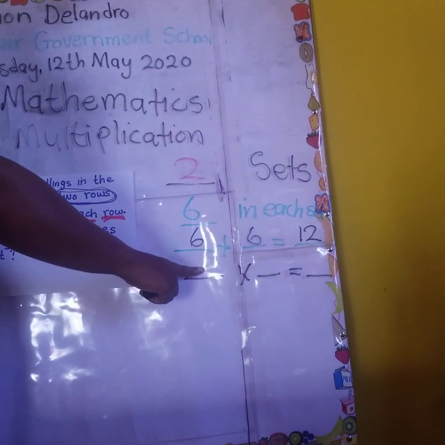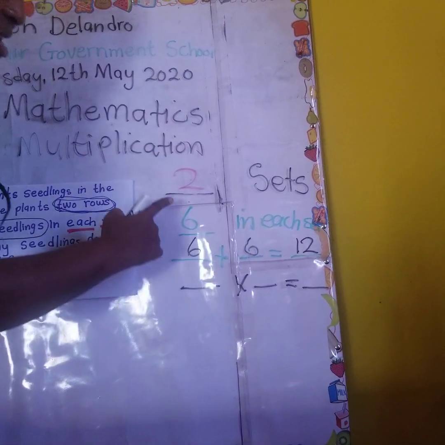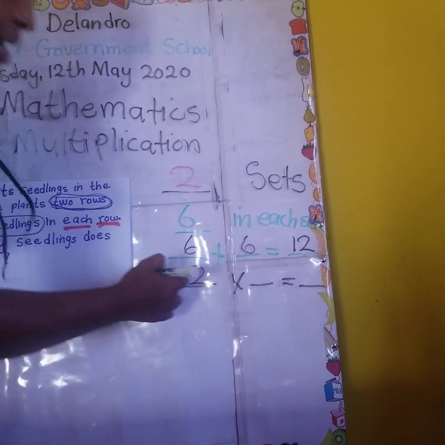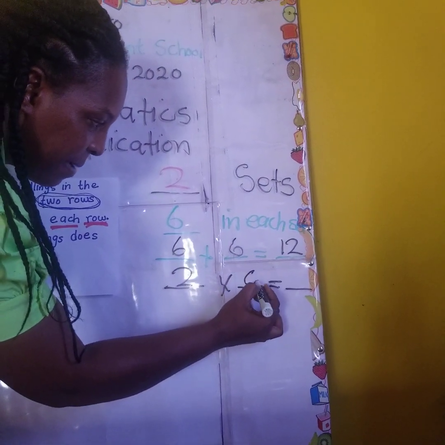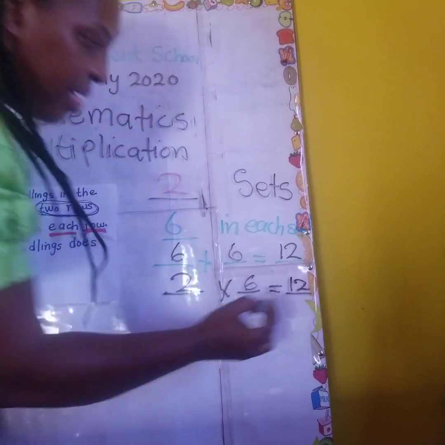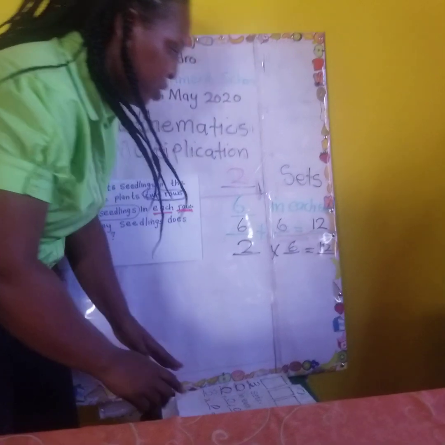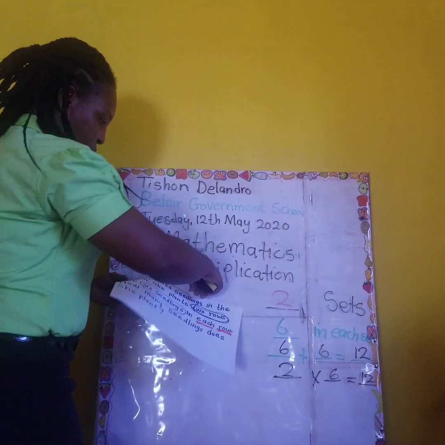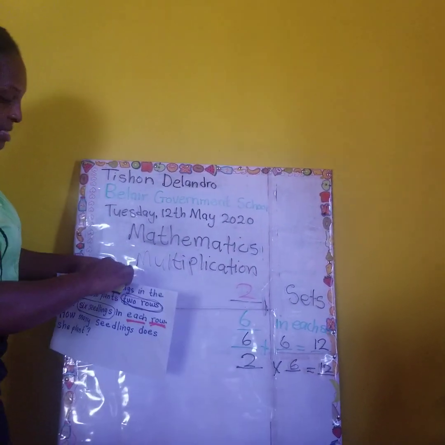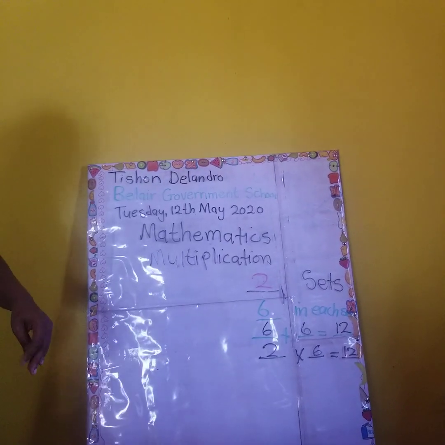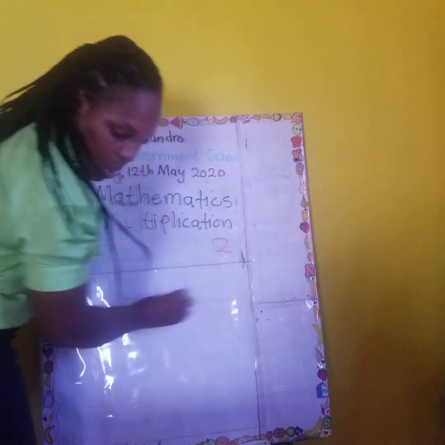But what do I have to put here? The number of sets. Very good. And the number of sets is 2. So I have to put 2 multiplied by the number in each set. Very good. So 2 multiplied by 6 is equal to 12. Awesome. Okay, very good. Now, we are going to try another one. But before we try the other one, Kayla would have planted how many seedlings? She would have planted 12 seedlings in all.